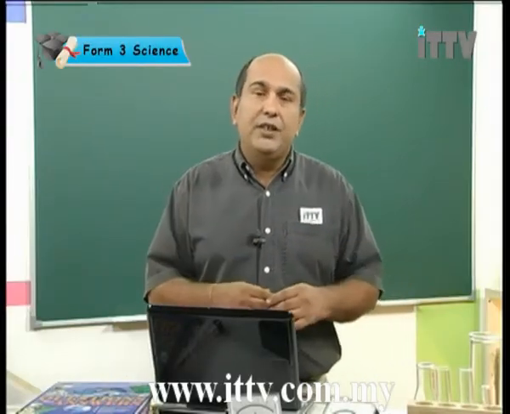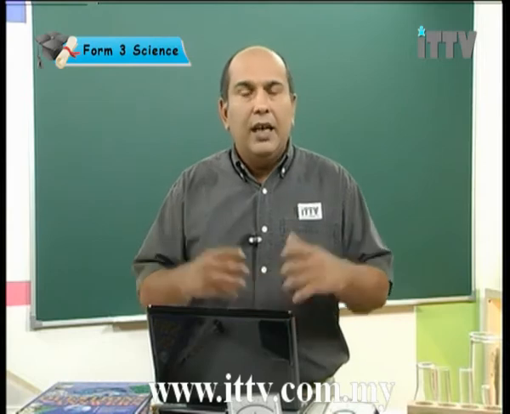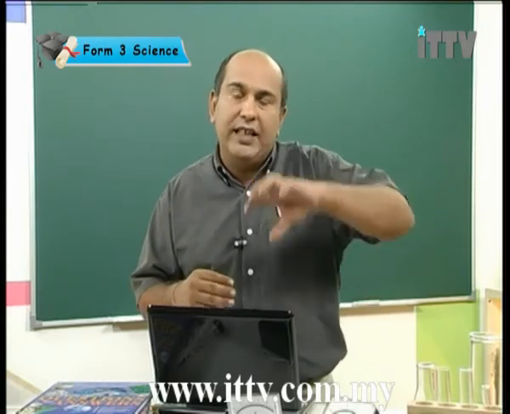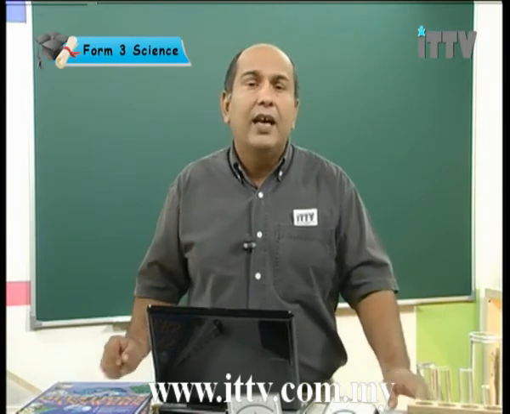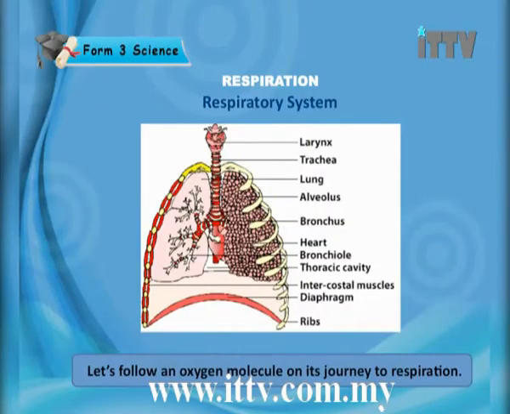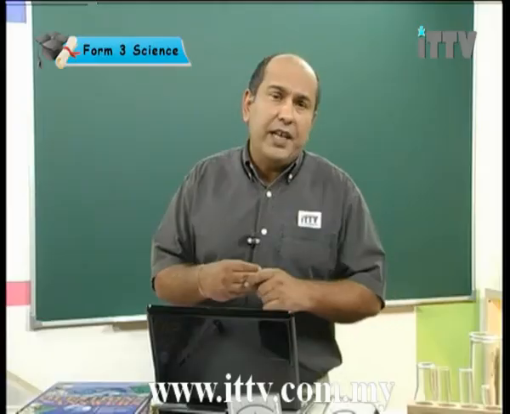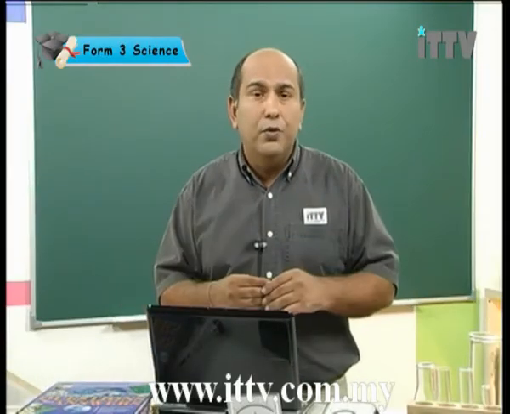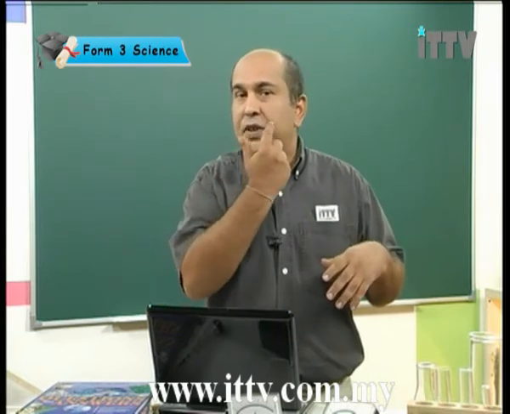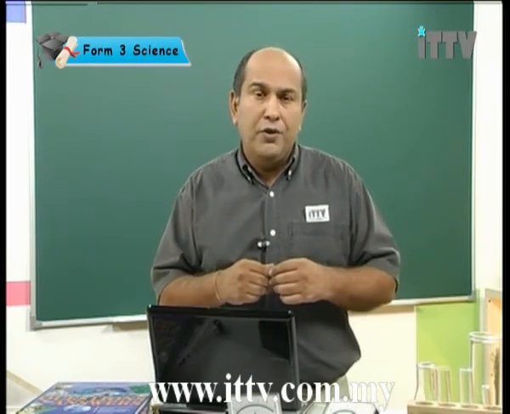Now that we've done those questions, let's jump into the respiratory system and have a look at how air actually travels in and gets to our lungs and finally enters into the bloodstream. Let's follow an oxygen molecule on its journey to respiration. Firstly, oxygen enters the nose through the nostrils. The walls of the nostrils are lined with hairs to trap dust particles. So the first area that oxygen enters is our nose, and to enter the nose, we enter through these 2 small perforations at the bottom of our nose called nostrils.